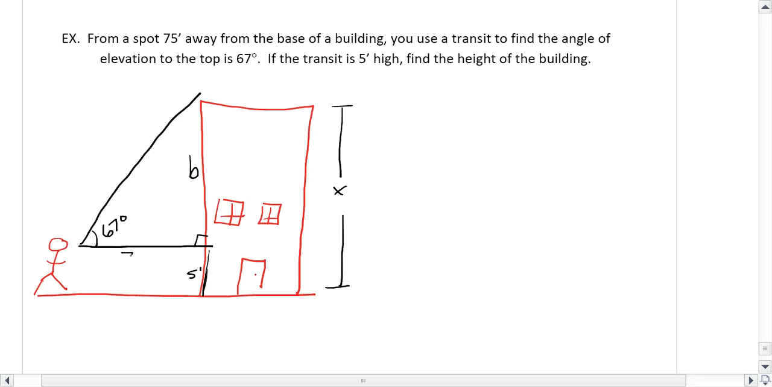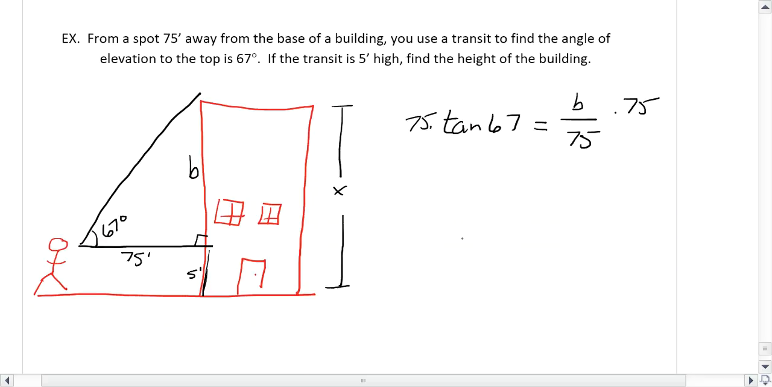I know that I am standing 75 feet away from the building, so those are the two values that I use. And opposite and adjacent is tangent. So if I know the tangent of 67 is B over 75, now I need to use my algebra to solve this. So do the tangent of 67 in your calc, get the decimal number, and then we multiply both sides by 75.